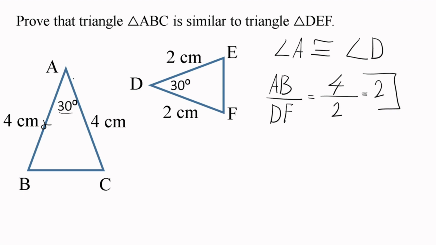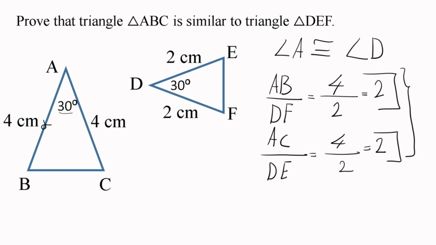And I know that the corresponding side of AC, look here, I started from the first triangle and here I'm gonna start from the first triangle again. You must consider the order. Divided by DE. Why are they corresponding sides? Because as you can see, AC is located on the right side of 30 degrees and DE is located on the right side of 30 degrees. It's gonna be 4 over 2. It's gonna be 2.